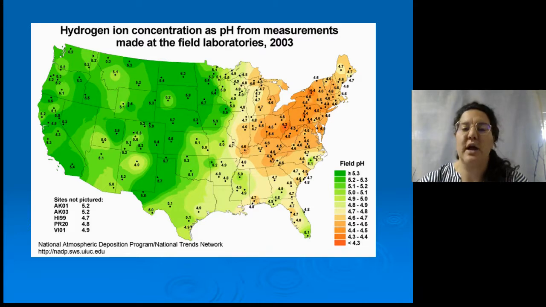When we look at hydrogen ion concentrations that can tell us about pH made at field laboratories, we can see that in the Northeast United States and then also in Eastern Canada, we typically have a much more acidic soil and water than we do in Western North America.